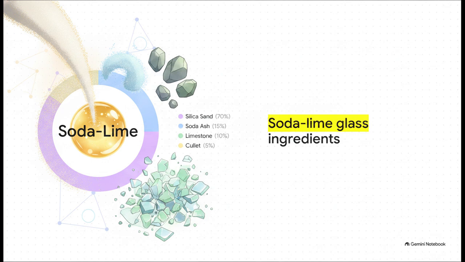You've got silica sand forming the 70% core structure, but pure silica is incredibly stubborn to melt, so we add roughly 15% soda ash to lower that melting temperature. Then 10% limestone is thrown in to improve durability, so it doesn't just degrade over time, and finally, we add cullet, which is recycled broken glass. That acts kind of like a catalyst, helping the new raw batch melt faster and way more evenly.